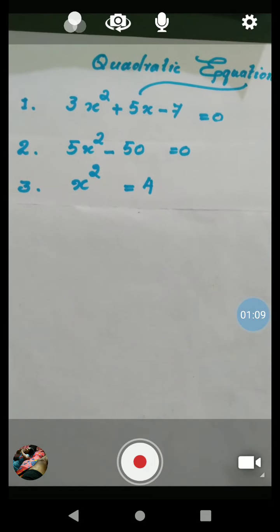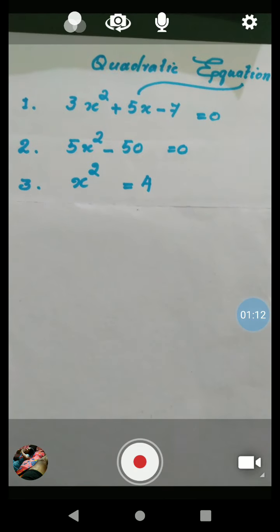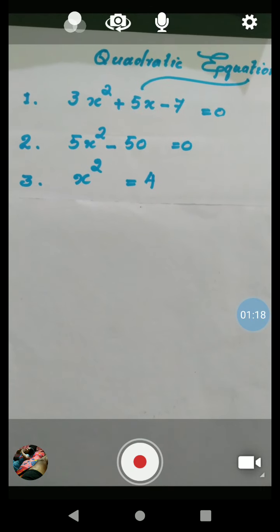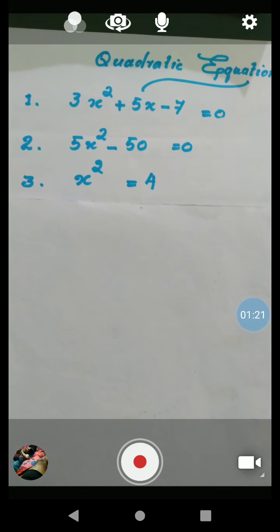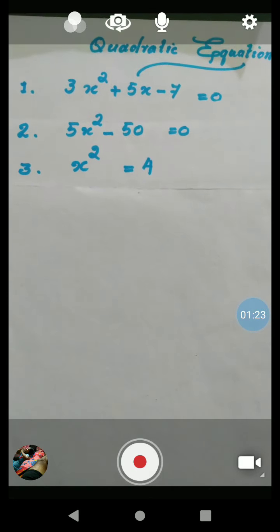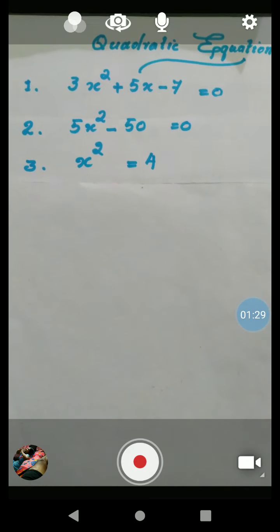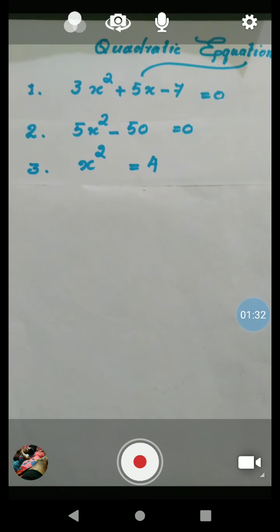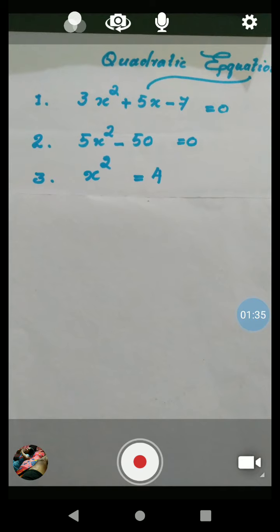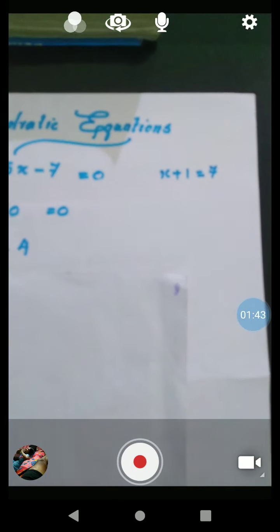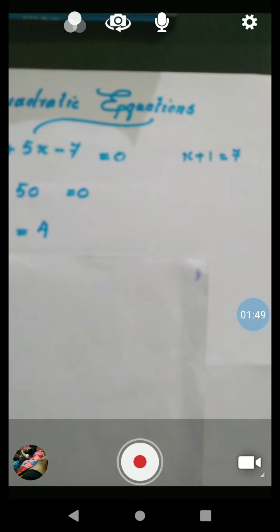Okay. Do you know what is the difference between quadratic equation and linear equation? We have already studied linear equations. Many times I told you the difference. A linear equation is the equation of a line and the power of that equation is 1. You can see x plus 1 equal to 7. It is a linear equation. Or 2x plus 3 is 5. It is a linear equation.